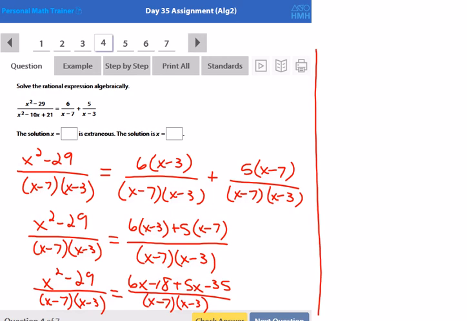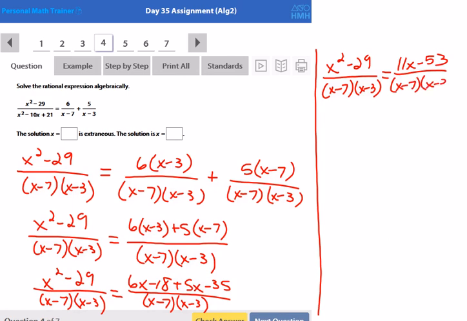I'll go ahead and combine like terms, so x squared minus 29 over x minus 7, x minus 3 equals 11x minus 53 over x minus 7, x minus 3. All right, so I have my proportion exactly the way I wanted it.